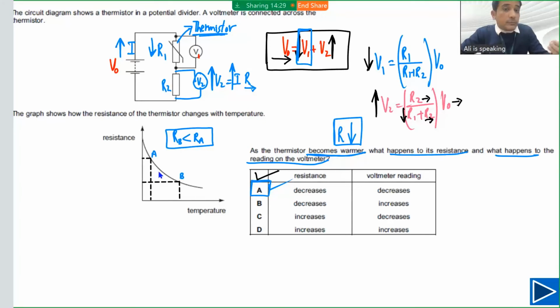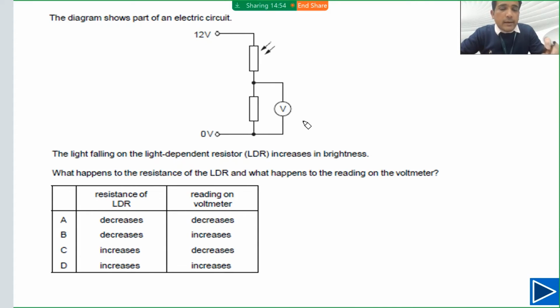This formula is very useful. You need to understand how to use it. Let's move on to the next one. First of all, try to answer by yourself. You have 2 minutes. You can try. Then I will explain. Let me highlight some key information.